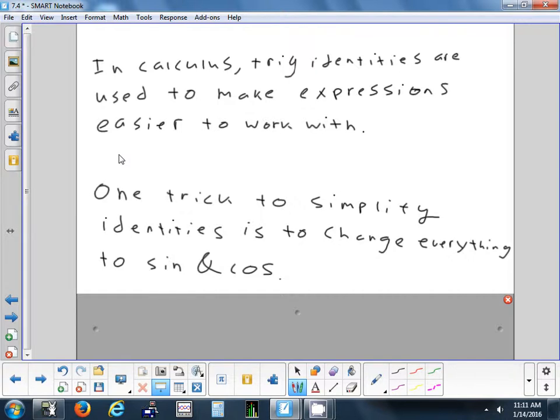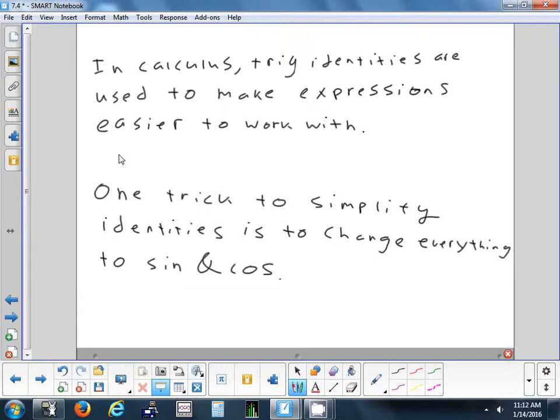And the first trick, this one's used a lot: change everything in your problem into sines and cosines. Every single function in trig can be written with just sine and cosine. So if you think of tangent, you can write it as sine over cosine. Think of cosecant, 1 over sine. Everything can be done with just sines and cosines. So that's the first thing we'll try.